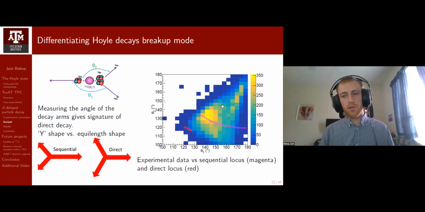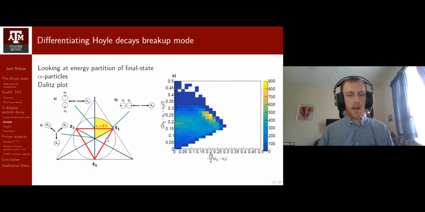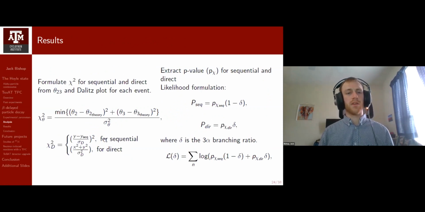For the angle plot, for each event we look at the shortest 2D distance on this plot to both the sequential locus and the direct locus. A similar situation applies for the Dalitz plot, where we look at the shortest distance between the sequential component and where the direct components are expected. We can then combine these chi-squareds for sequential and direct for each event. By converting this chi-squared value to a p-value, this tells us, if we have an event that is sequential or direct, what is the probability that it will look like this?